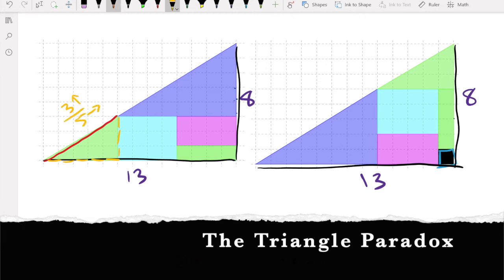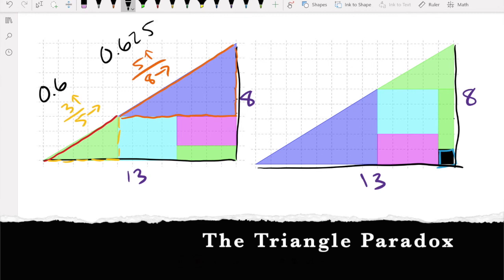And the purple triangle here, this slope, it goes over 1, 2, 3, 4, 5, 6, 7, 8, and up 1, 2, 3, 4, 5. So it goes up 5 and over 8. Now 3/5 and 5/8 are extremely similar numbers. They're really close. 3/5 as a decimal is 0.6, and 5/8 as a decimal is 0.625. They're so close that you can't tell that the angle of the slope is actually changing. It is not the same.